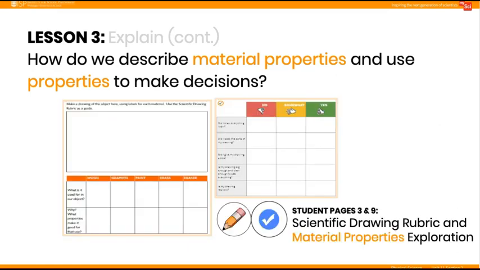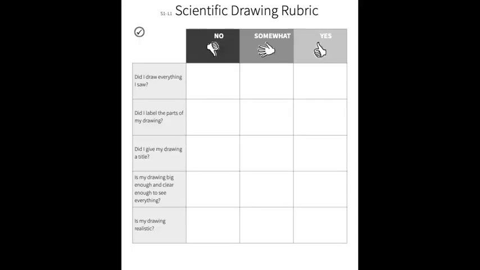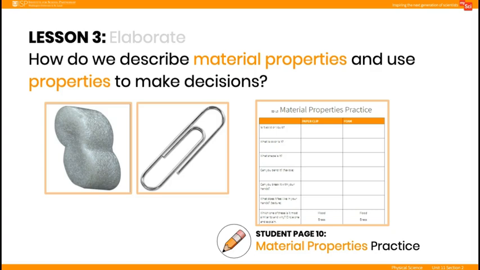Next, direct students to the second page of the Material Properties exploration on Student Journal page 9. Ask students to draw their pencil in the space at the top, then work as a group to complete the table at the bottom of the page. Remind students of the criteria on the Student Scientific Drawing rubric on Student Journal page 3 to help support their drawings. In the Elaborate, ask them why materials work in different ways.